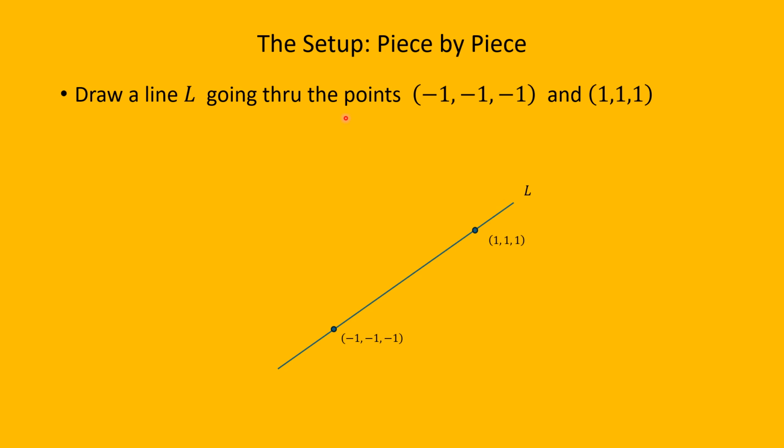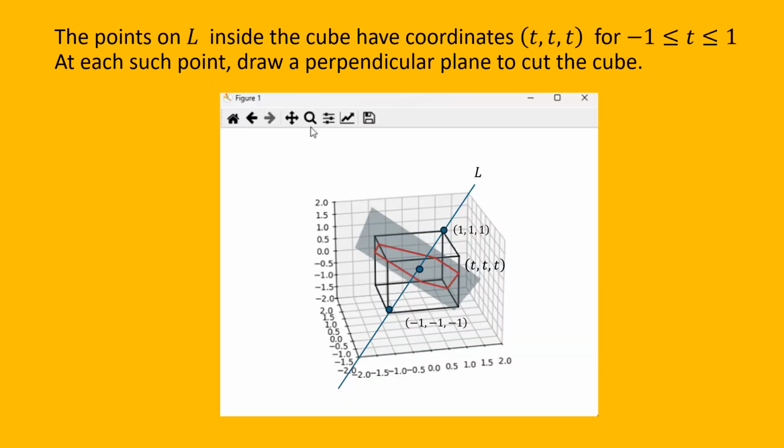To set up our problem, first we will draw a line L going through the points -1, -1, -1, and 1, 1, 1. So in three-dimensional space, we have a line L, and it has a point -1, -1, -1 somewhere, and 1, 1, 1 somewhere else. The points on that line L inside the cube have coordinates of the form t, t, t for some t value between -1 and 1.